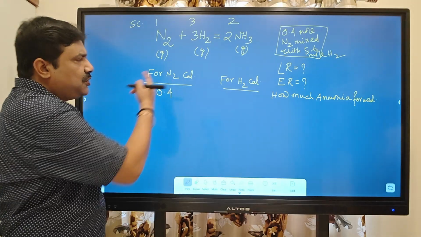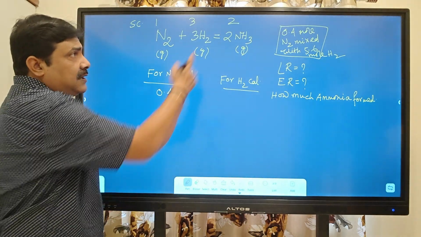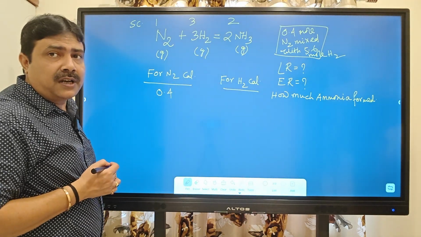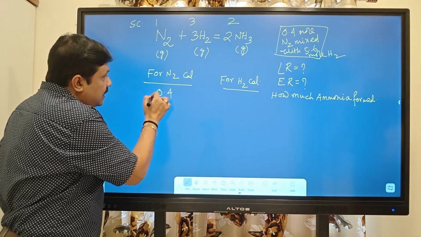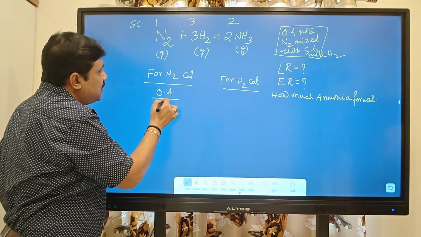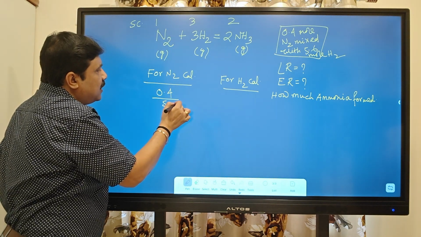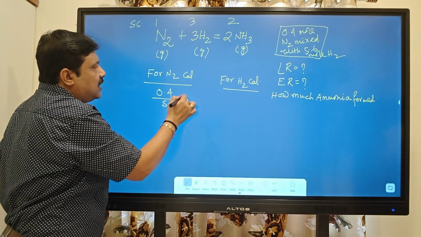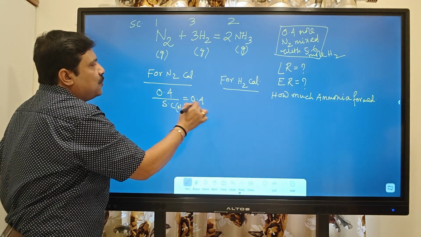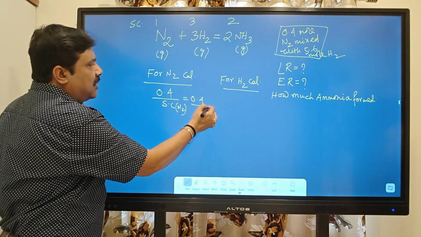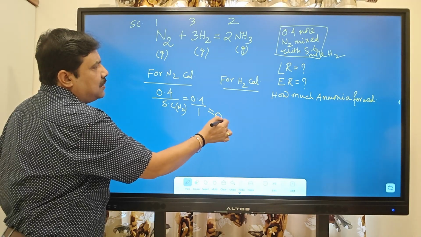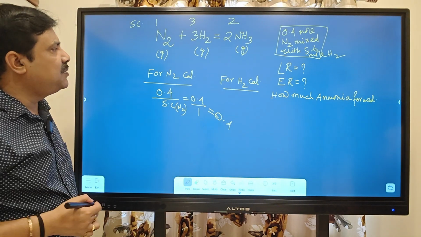And then for nitrogen we are doing calculations. Whatever mole they are giving in the problem for nitrogen, that mole is divided by the stoichiometric coefficient. Stoichiometric coefficient for what? Nitrogen. That's why 0.4 by 1. How much is this value coming? This value gives rise to 0.4. This value is coming for nitrogen.